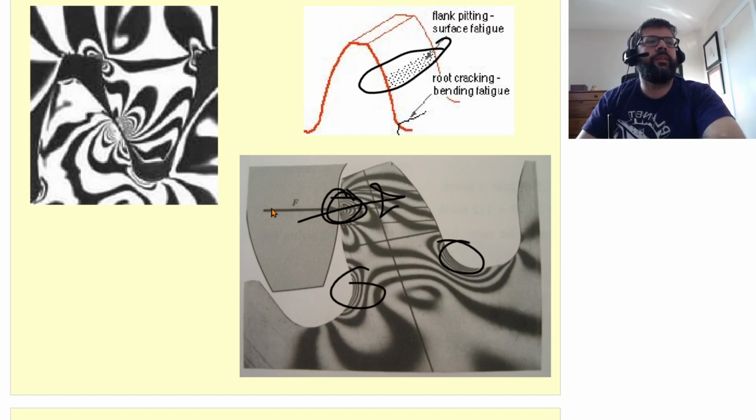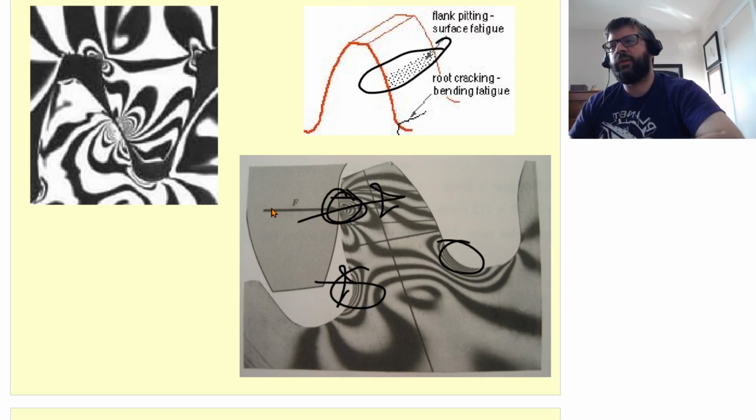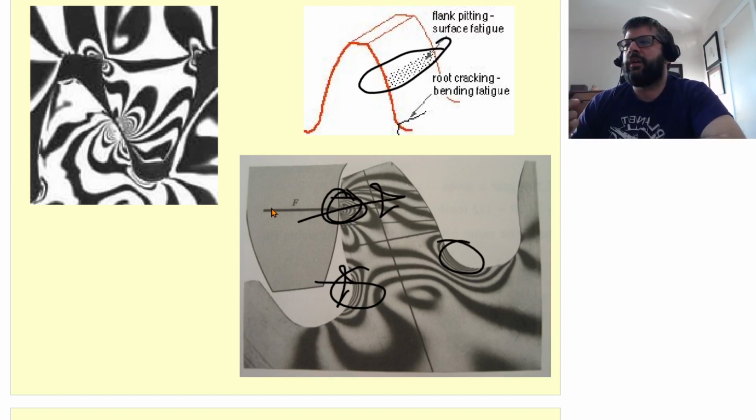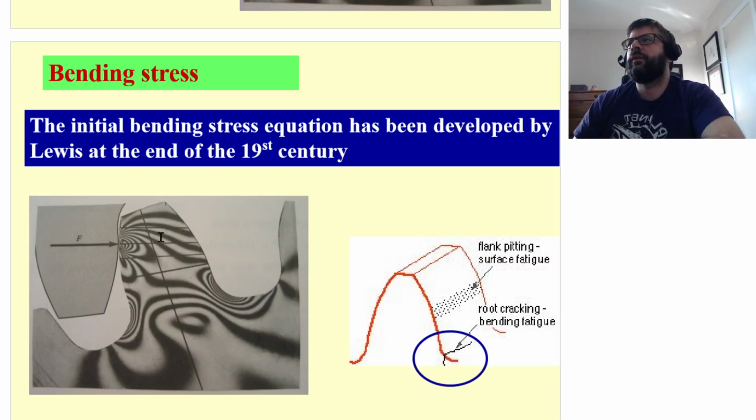So we're worried about what's going on right there, in the corner with the tensile stress, because alternating tensile stresses, such as when a gear tooth comes into contact with another gear tooth, gets loaded and then unloaded, is going to cause you to get fatigue damage. So we'll start off with that, the bending stress.